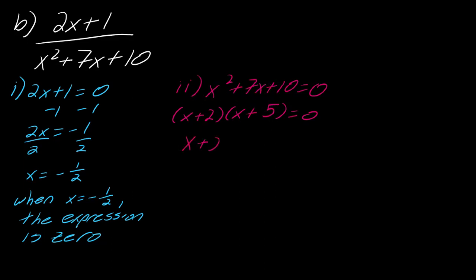So what I want to know is, when does x plus 2 equal 0? Well, that would happen when x equals -2. And then when does x plus 5 equal 0? That happens when x equals -5. And you can go through the algebra to solve that on your own if you wish. So now for this problem, there are actually two values that would cause this expression to be undefined. So let's just write that out.